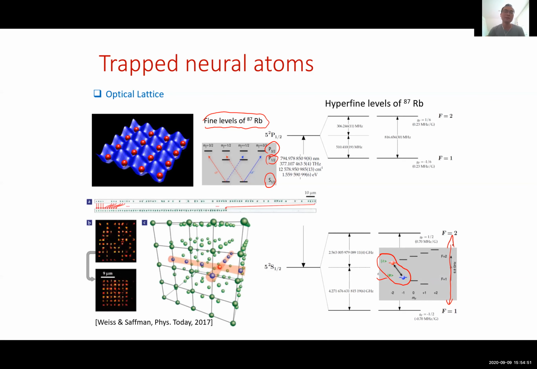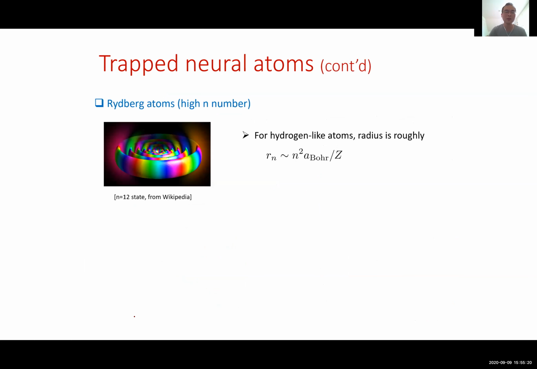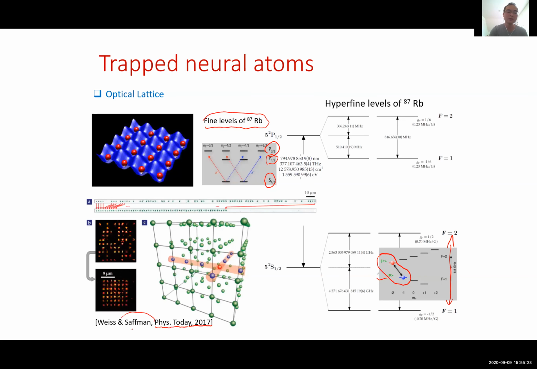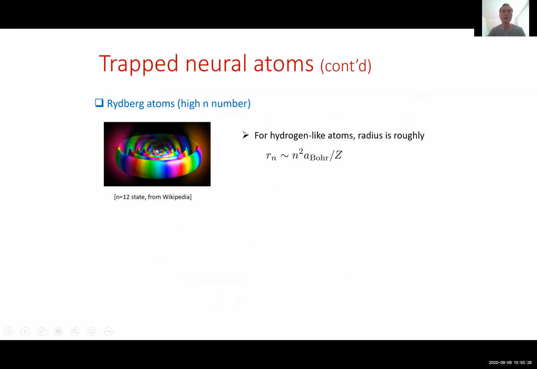They can trap these in the so-called optical lattice, either 2-dimensional, 3-dimensional, or even 1-dimensional. What I show here is a review article in Physics Today by Weiss and Saffman. They talk about how to control, address particles, and apply gates. The next slide shows the setup that Saffman's lab in Wisconsin is using, the so-called Rydberg atom.